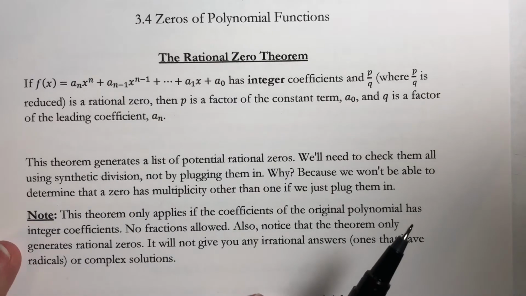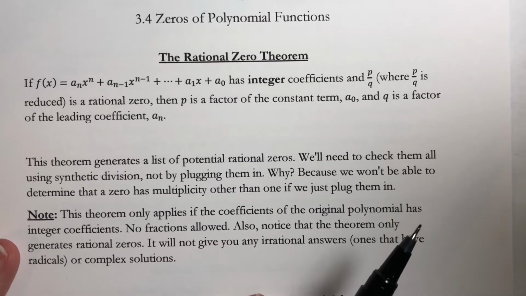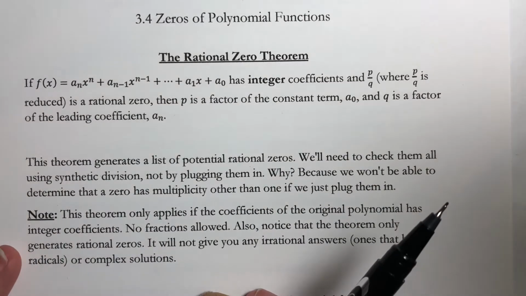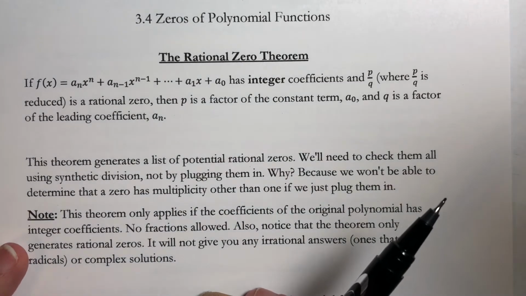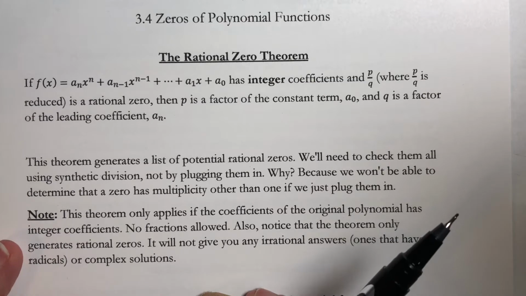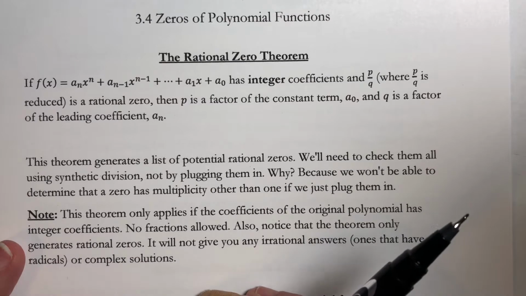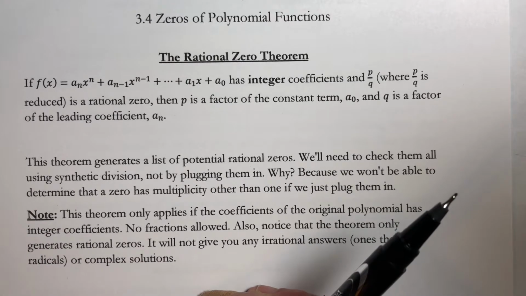This is section 3.4, zeros of polynomial functions. Now, there are a lot of different pieces to this section. We're going to have several different theorems, and it might be frustrating to you because there is not a single linear path to solving these problems. There are a lot of different routes, and I can't give you a definite way to get through these.